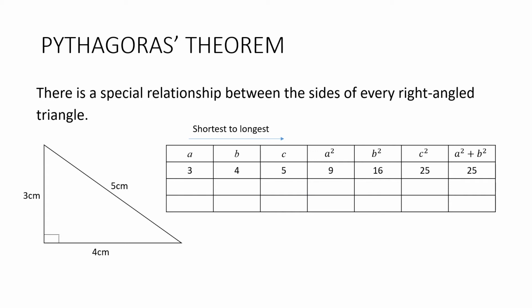So A is 3, B is 4, and C is 5. A squared is 9, B squared is 16, C squared is 25. And adding these two together, A squared plus B squared, is also equal to 25.